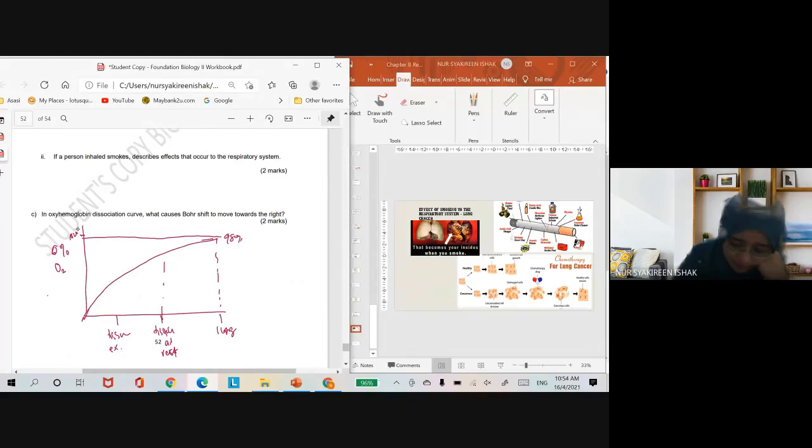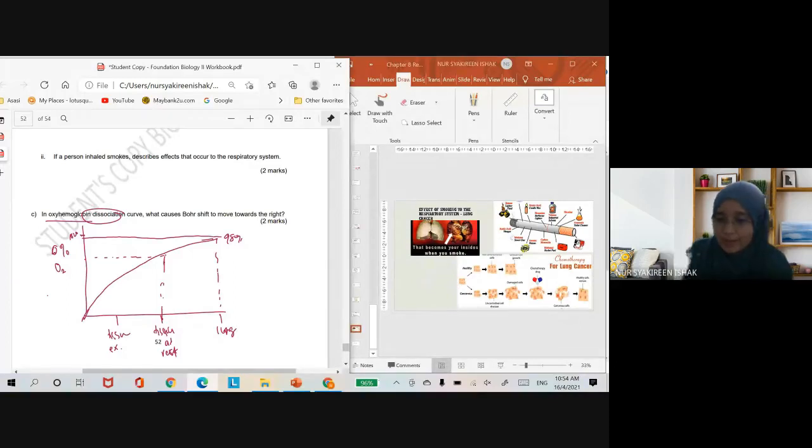Okay, so when it reaches body tissue, the hemoglobin will release oxygen. Sebab apa? When the blood that carries hemoglobin reaches your body tissue, the hemoglobin has to release oxygen. Nama pun apa? Dissociation kan? Hemoglobin will release oxygen to the respiring body tissue.